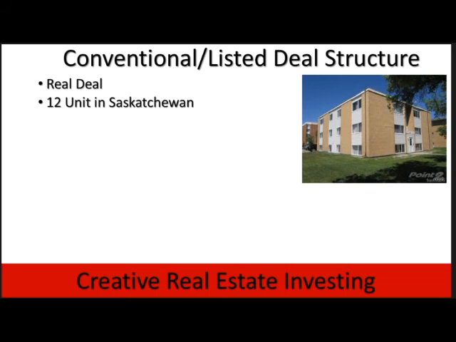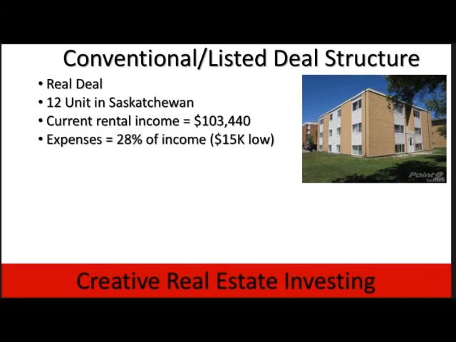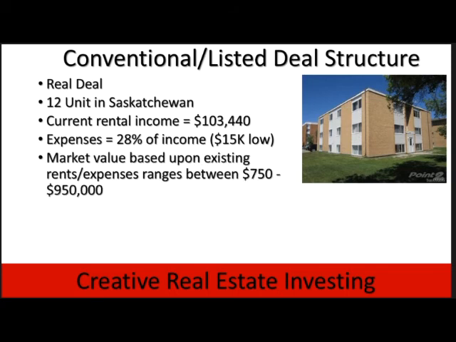Now, here's a real deal. It's a 12-unit building in Saskatchewan, and I don't believe it's any longer for sale, but it was for sale. The current rental income at the time that it was for sale was $103,000. The expense ratio was 28% of the income, which is, in my opinion, about $15,000 lower than what it actually should have been. The market value based upon the existing rents was anywhere between $750,000 and $950,000. It sort of depends upon the expenses that we're missing as well.